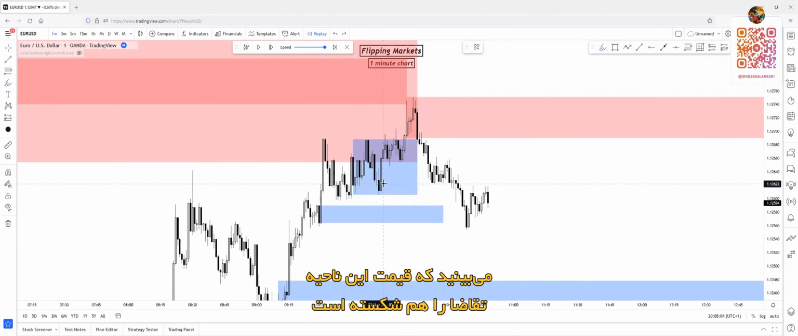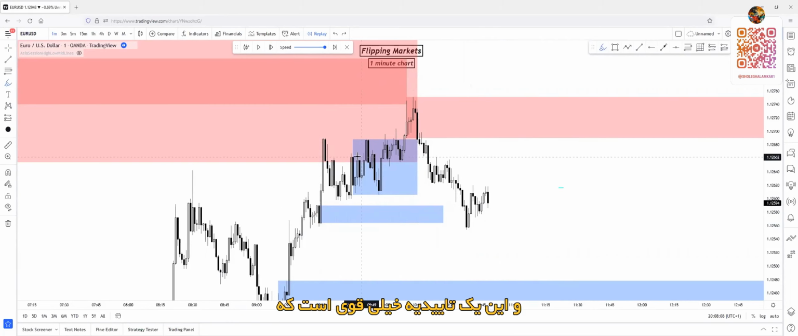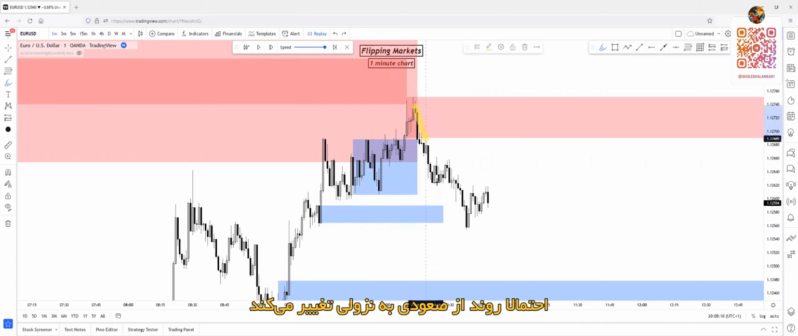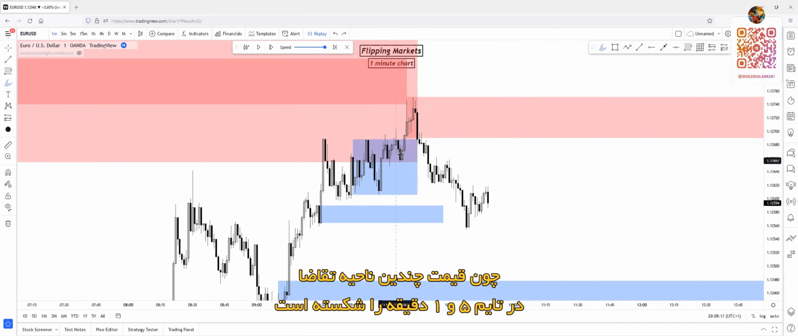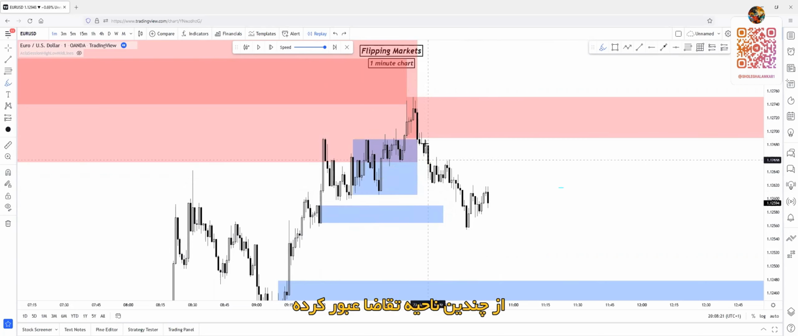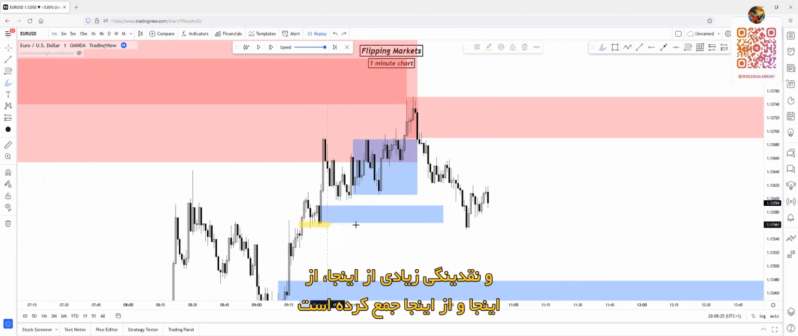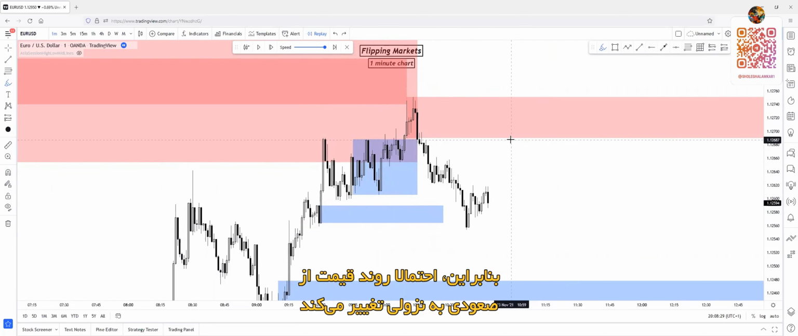One more thing, as you can see, price actually broke through this demand zone also. So this is a really, really strong confirmation that the trend might be changing from bullish to bearish, right? Because price broke through several demand zones, either on the 1-minute or the 5-minute, and broke through many demand zones, swept loads of liquidity from here, from here, from here. So yeah, the trend might be changing from bullish to bearish.